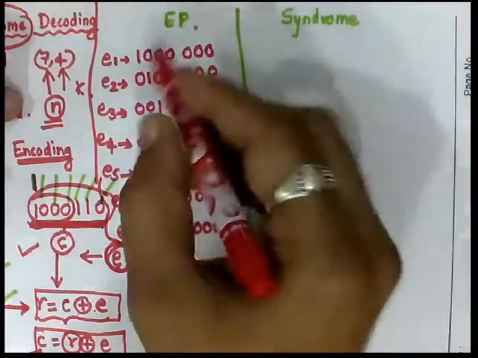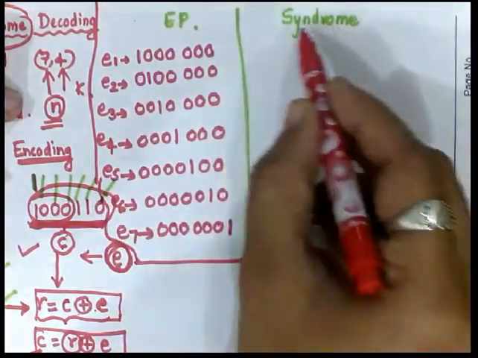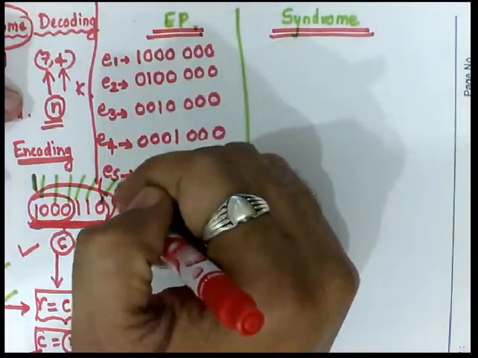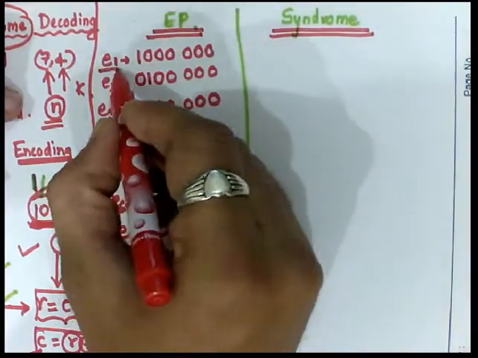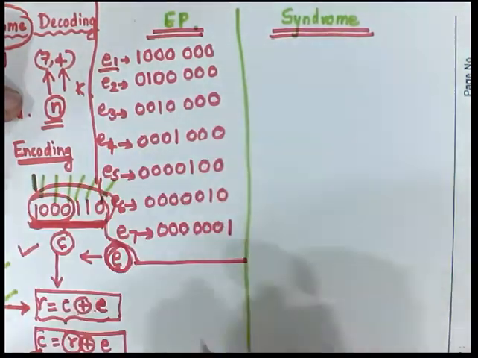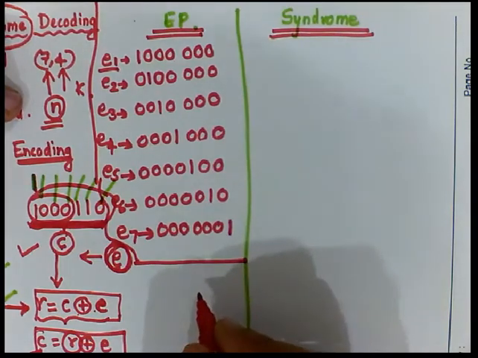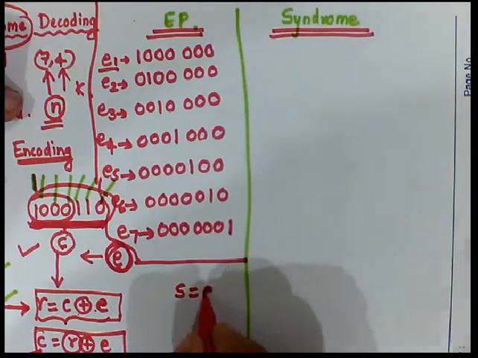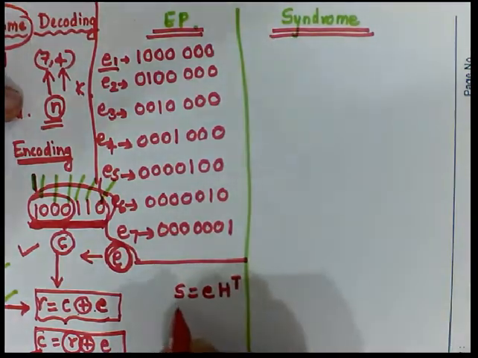Now related to each error pattern, our job is to get the syndrome. Syndrome means symptom of error. So if we consider error pattern 1, and we want to find the syndrome for error pattern 1, then that syndrome is given by the expression S is equal to E into H transpose.